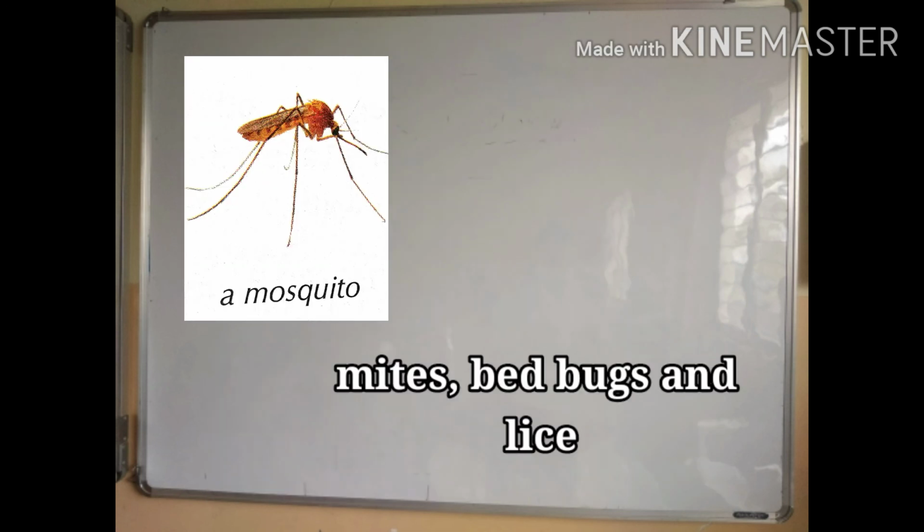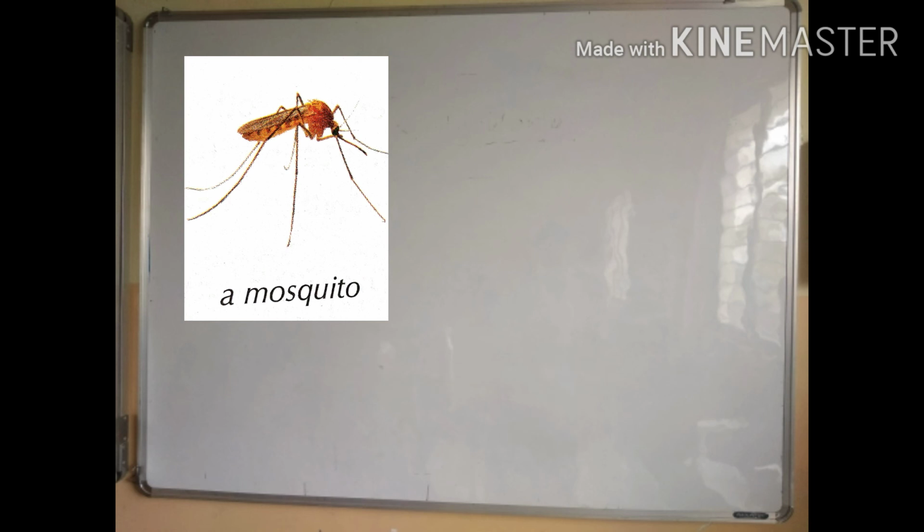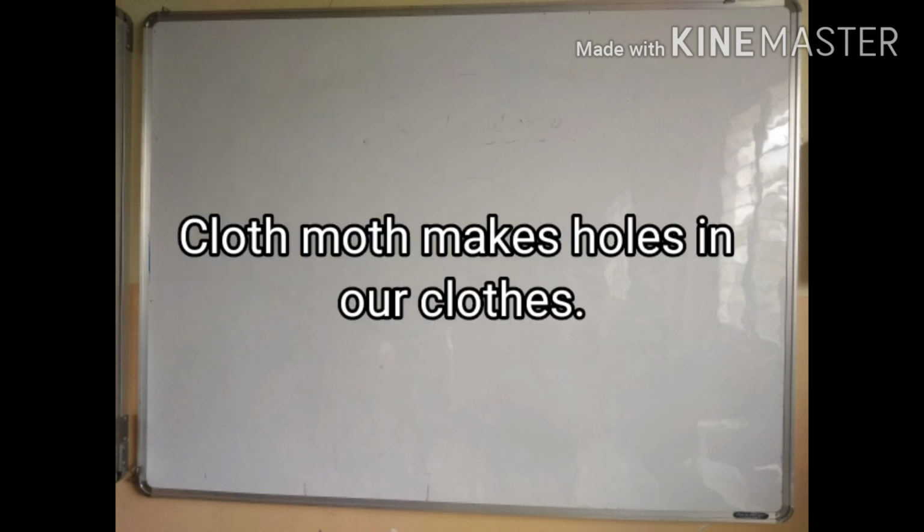See, a mosquito, then mites, bed bugs and lice suck our blood. Female Anopheles mosquitoes cause malaria. Understood? Cloth moth makes holes in our clothes.